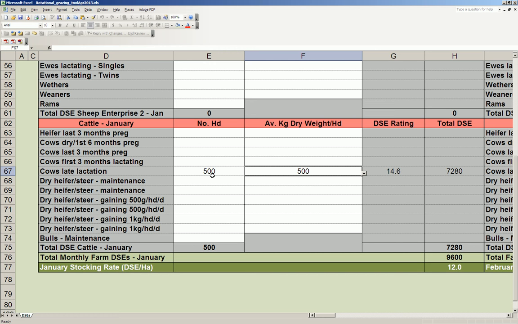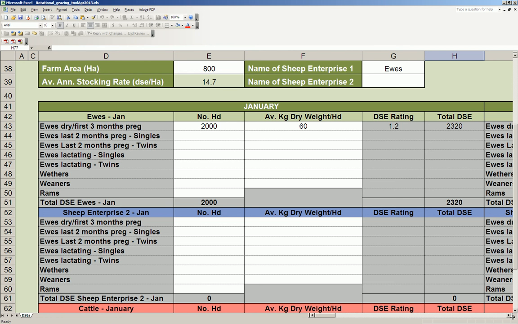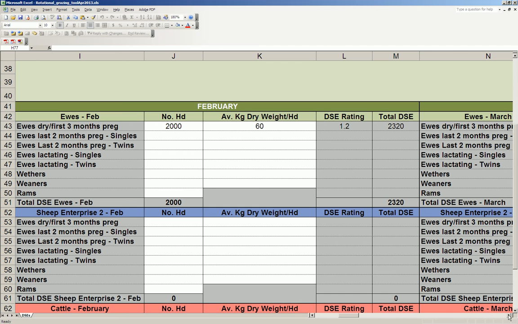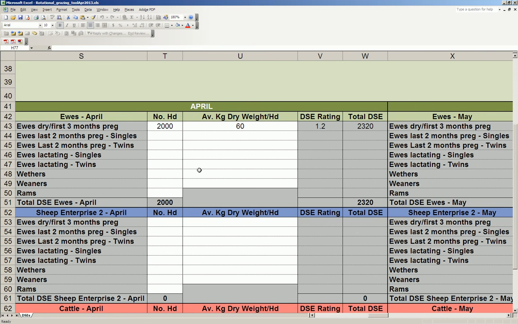So during January I've just got late lactation cows, there's 500 of them. It's worked out that my DSE rating's 14.6, the total DSE is 7,280, and my average DSE for the farm at this time of the year is 12 DSEs per hectare. Okay, so the next thing you do is you just go through and you write in to each of the cells how many head, how heavy are they for each month of the year.